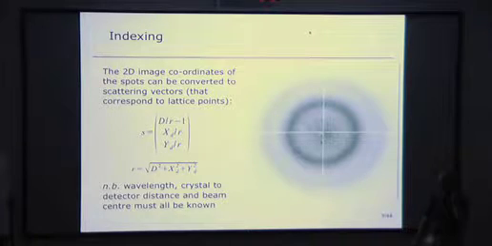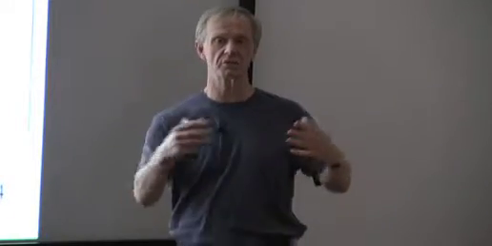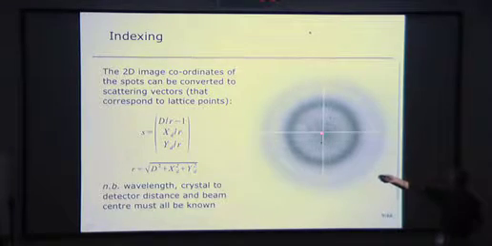Okay, this is about the only maths I'm going to have on here. Basically, we can take the 2D image coordinate of the spots and we can convert them to scattering vectors through that equation. Basically, what we've got here is a Pythagoras in 3 dimensions. We're just doing a little bit of trigonometry there. But in order for this to work properly, we do need to know the wavelength, we need to know the crystal detector distance, and we need to know the beam centre very accurately. Otherwise, the conversion to 3D coordinates, which is based around where the beam centre is, will be incorrect, and the chances are the indexing will not work.